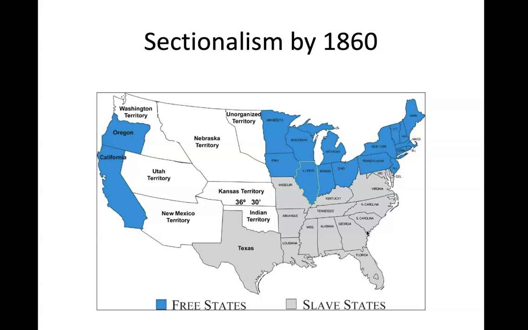And what we need to understand is this layout here was not the case in the preceding decades. All right. So we need to understand what leads to this map, the buildup events leading to this map by 1860.